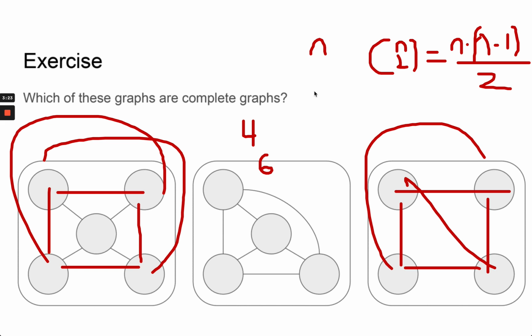And assuming there are no self-loops, for a graph to be complete, if it has n nodes, it has to have n times n minus 1 over 2 edges. With no self-loops, that is the maximum number of edges allowed.